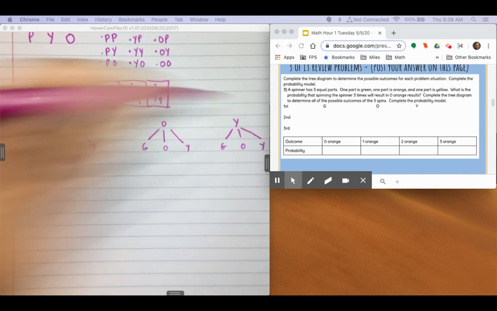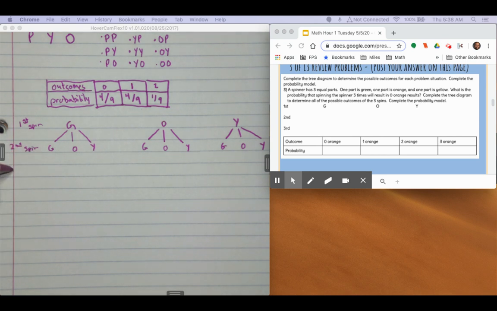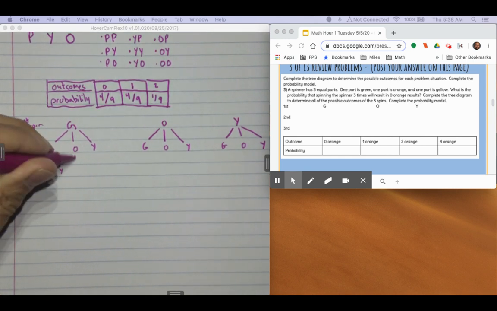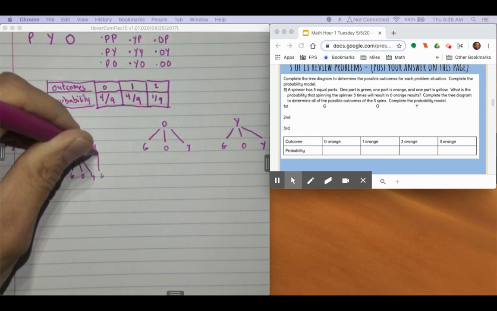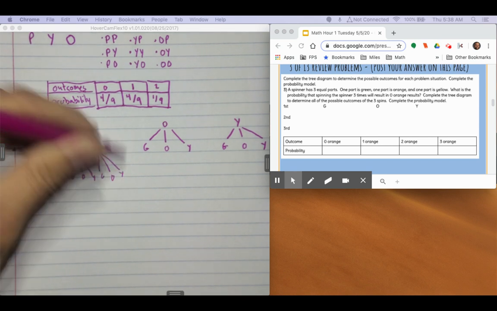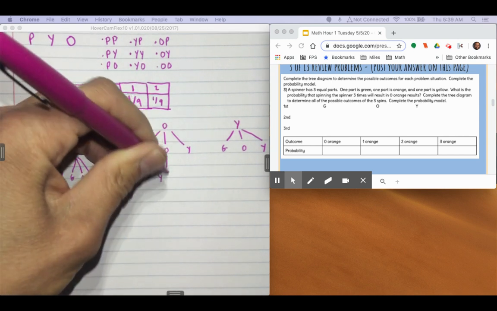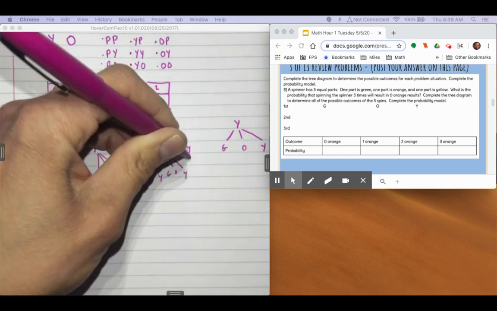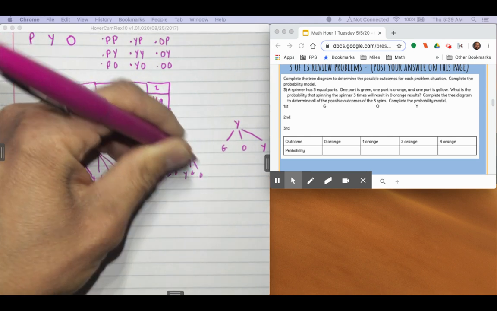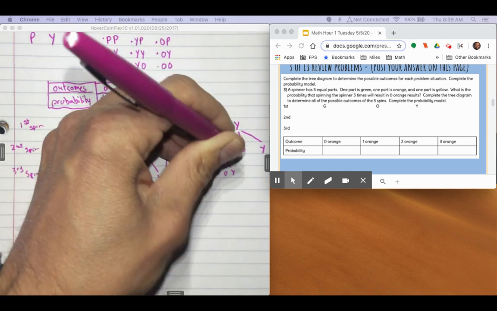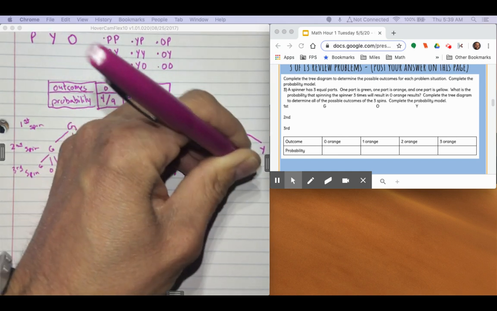And then on my third spin, green, orange, yellow, green, orange, yellow, green, orange, yellow, and so on, continuing in the same order down every branch.